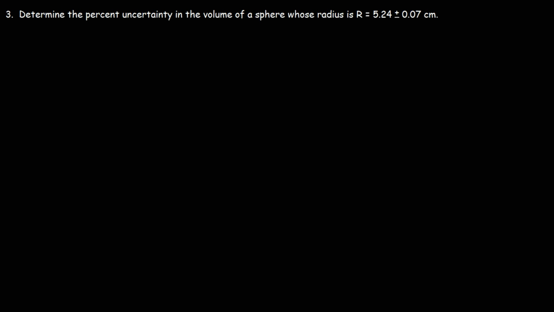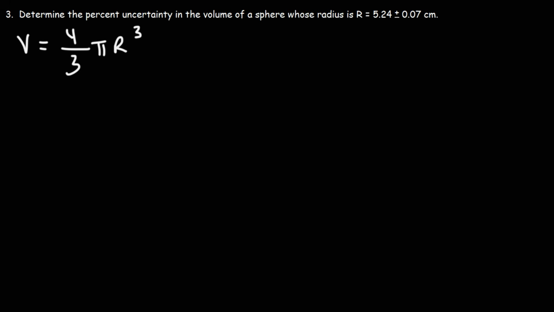Determine the percent uncertainty in the volume of a sphere whose radius is given as 5.24 plus or minus 0.07 centimeters. So we're not trying to find the percent uncertainty in the radius, but in the volume. How can we do this? Well, first let's begin with the volume formula of a sphere. It's 4/3 pi r cubed.